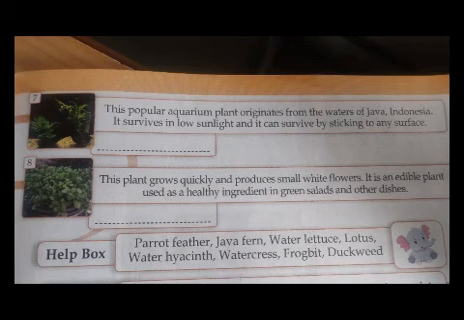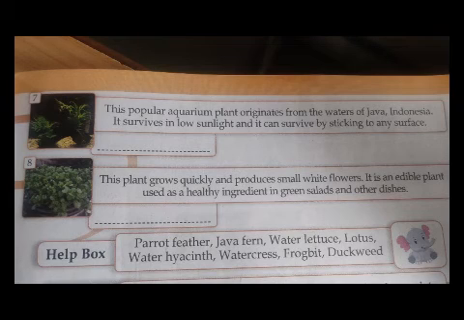Now see the seventh one. This popular aquarium plant originates from the waters of Java, Indonesia. It survives in low sunlight and can survive by sticking to any surface. It can be partially or fully submerged. The name of this plant is Java fern. So the seventh one is Java fern.